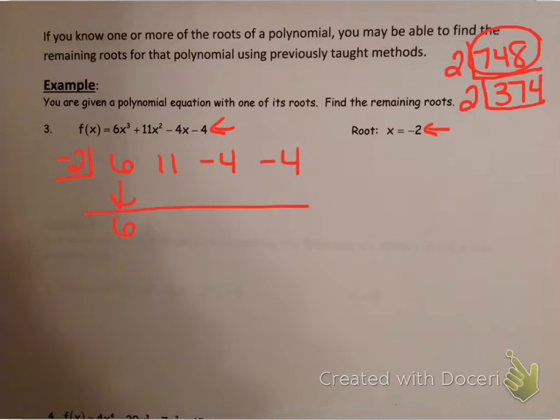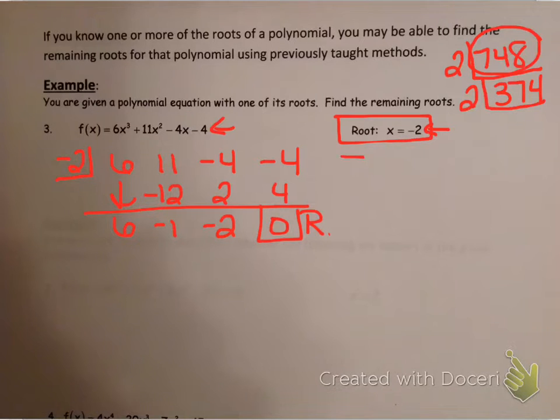Carry the 6 down. Multiply and get -12, and add down and get -1. Multiply and get 2, and add down and get -2, and multiply and get 4. And sure enough, there's my remainder of 0. So, not only have we proved that this is a root, we have proved that x plus 2 is a factor of the equation, and we have successfully pulled that factor out.